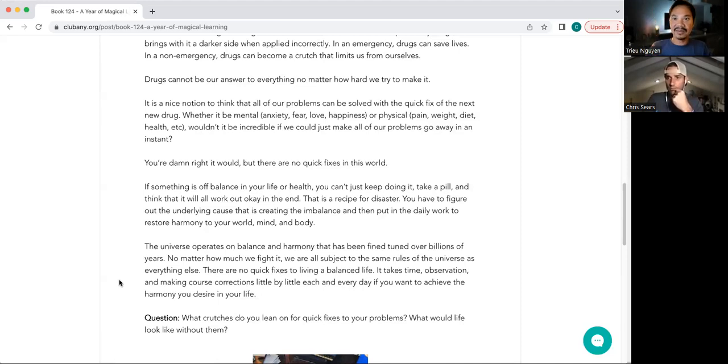There are uses for the medications and medicine that we have today. There are uses for opioids. There are uses for heroin. There are uses for morphine. There are uses for a lot of stuff. It's just that we're using it the wrong way. And medications is one of those things where it only applies to the short term.